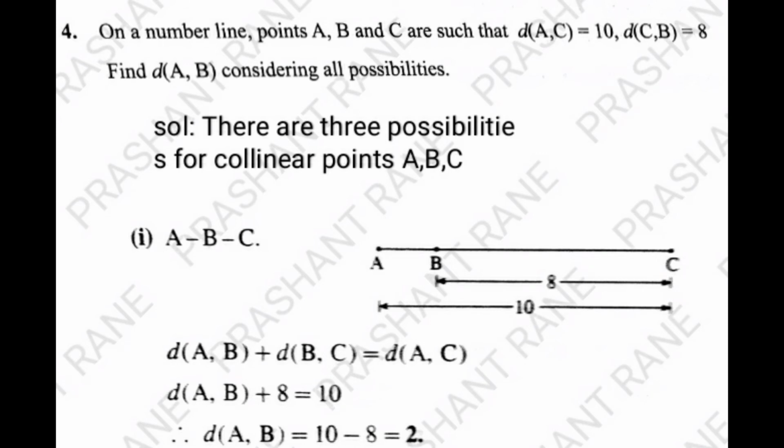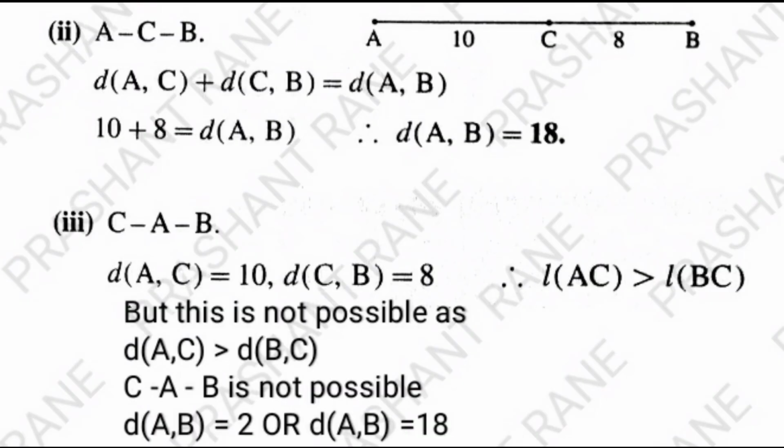The first one is A-B-C, that is point B lies between point A and point C. In this case, we get distance AB plus distance BC is equal to distance AC. Therefore, distance AB plus 8 is equal to 10. So the plus 8 we will transfer to the right hand side. So distance AB is equal to 10 minus 8, that is 2 units.